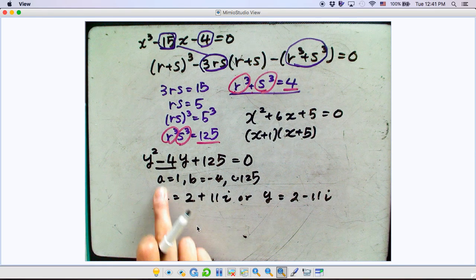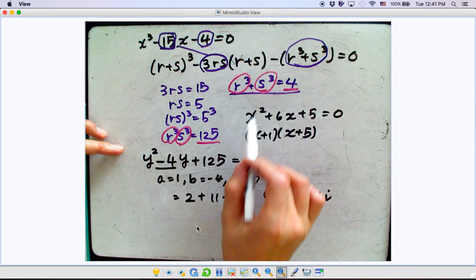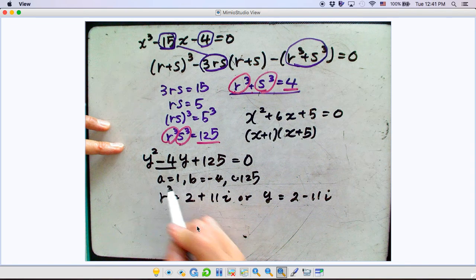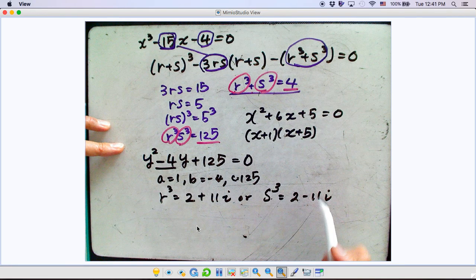And we know these y values are just replaced with r cubed and s cubed. So r cubed could be 2 plus 11i, and s cubed equals 2 minus 11i.